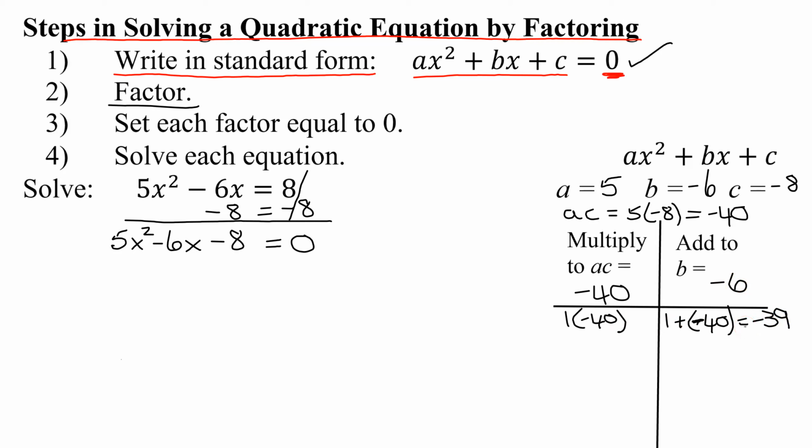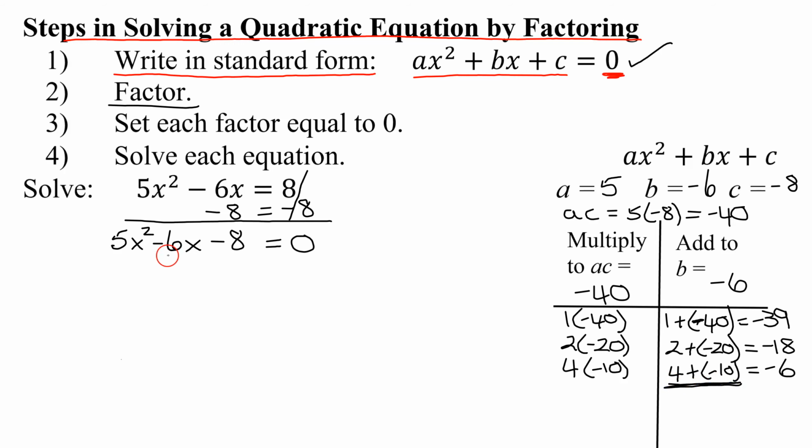As I complete the table, I'm going to put it on pause for a second. So you see 2 and negative 20 didn't work, but 4 times negative 10 is negative 40. 4 plus negative 10 is negative 6, which is the number I'm looking for. Now these are not my factors. This is what I'm going to break my middle term down into. So instead of negative 6x, I'm going to write 4x minus 10x.